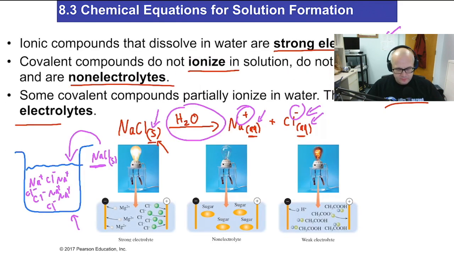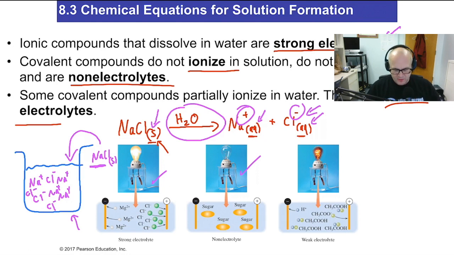Now let's go back two slides. Notice here. This is a strong electrolyte solution. Strong electrolyte solutions can conduct electricity very well. Okay, so electricity can flow through a strong electrolyte very well. Here's a non-electrolyte, sugar in water. The light doesn't turn on because non-electrolytes cannot conduct electricity.